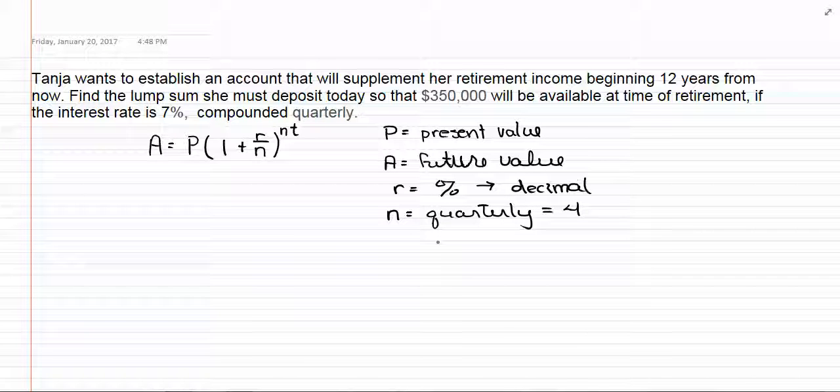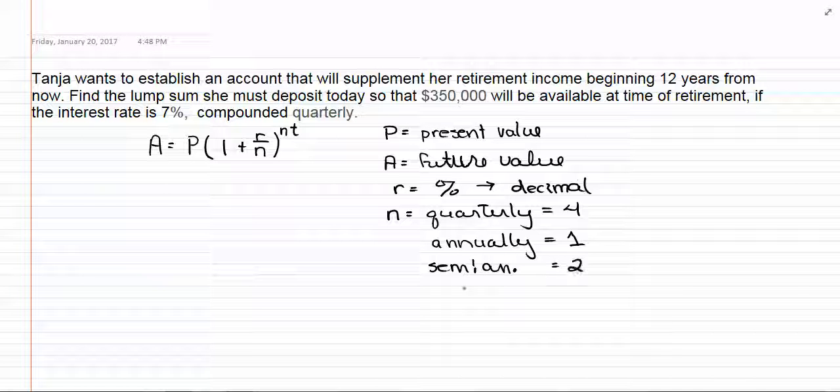It could be annually, which means only 1 time per year. Semi-annually, that would be twice per year. Could be monthly, 12 times per year. Could be daily, 365 days per year. The problem will tell you which one that is. And then you have T, which is time in years that you've invested the money.